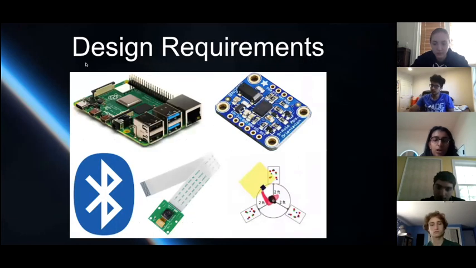Stuff like that to help us with our orbits. We were required to use Bluetooth to communicate with our Raspberry Pi, and we were required to use a Raspberry Pi camera.